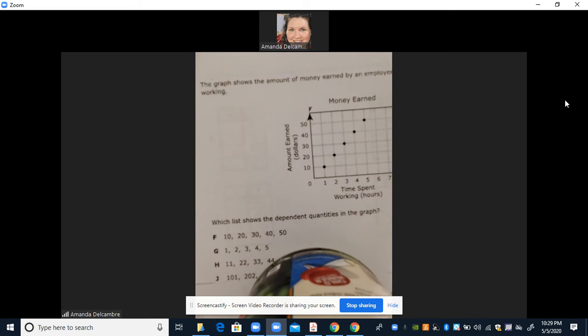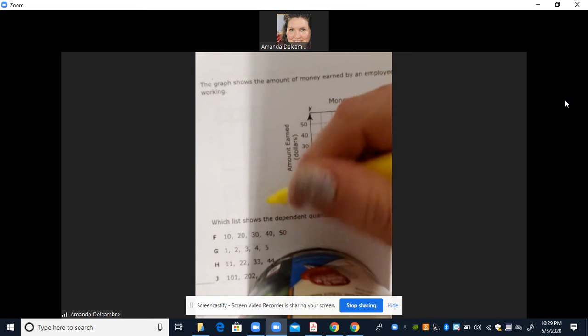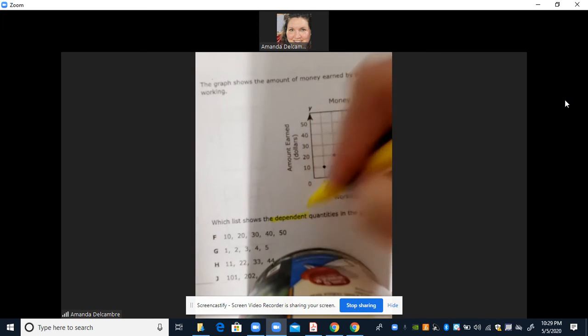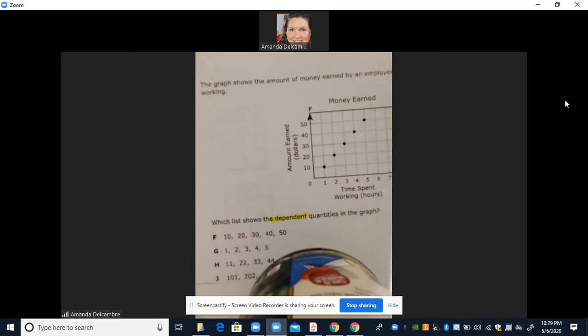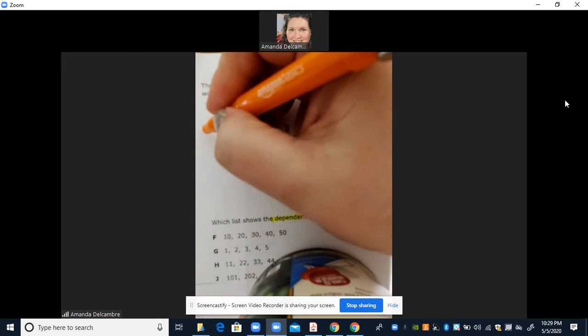All right, number 14 is kind of like that first question we dealt with in our packet when we started, question number 28. I go with my yellow highlighter. The graph shows the amount of money earned by an employee based on the time he spent working. Which list shows the dependent quantities on the graph?